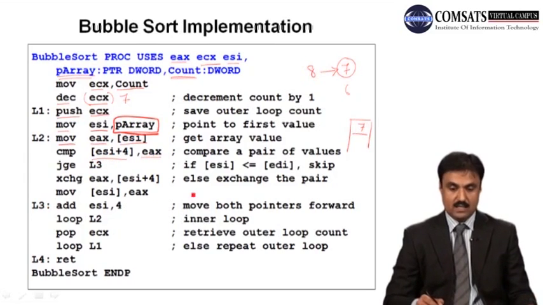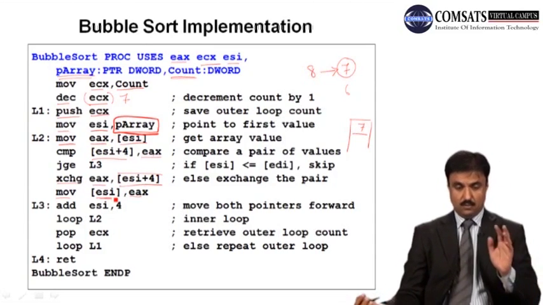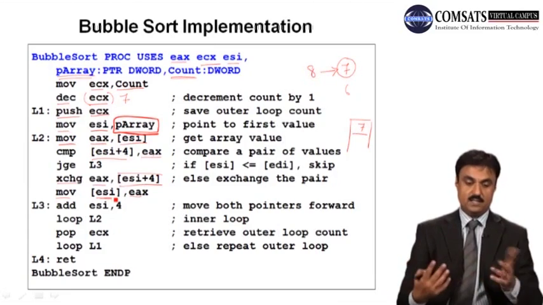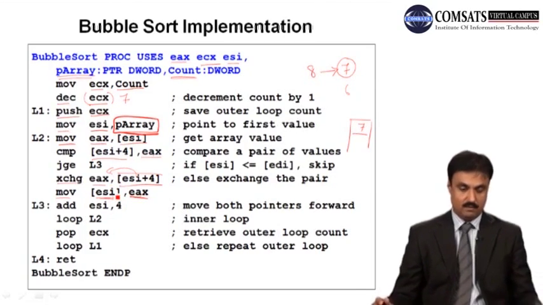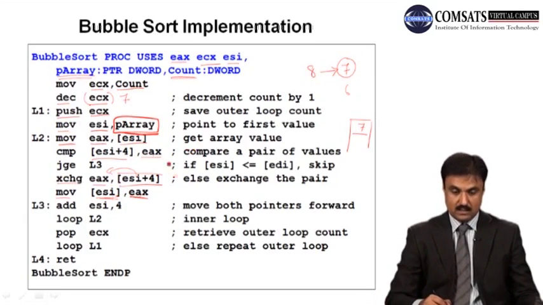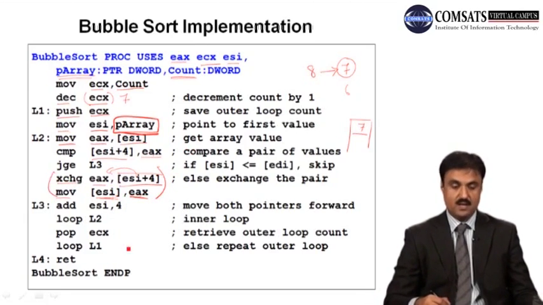Okay, so if it is not less, then skip. Otherwise, we have to exchange EAX and the next element, and move EAX to ESI and so on. Exchange the pair. So we move or exchange the value of ESI, or move the value of EAX to the next ESI and so on. Here it can be any logic you use.